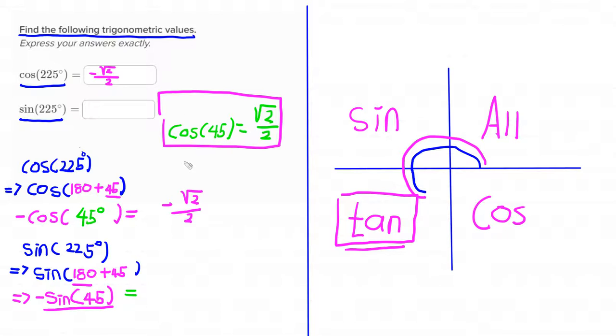We also know the trigonometric value for sine of 45 degrees, and the minus sign will just stay. It is square root of 2 over 2, same as cosine of 225 degrees. So the answer is going to be minus square root of 2 over 2, and we're done.